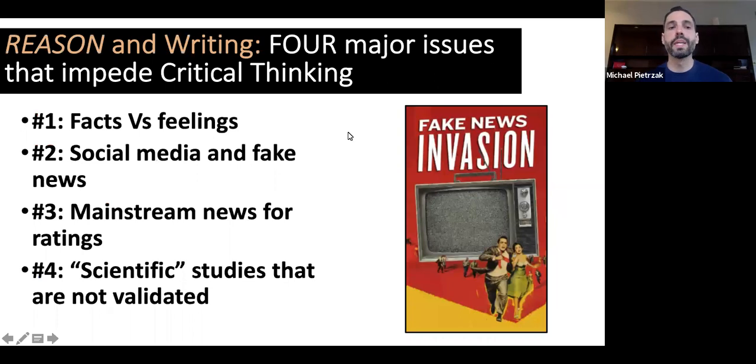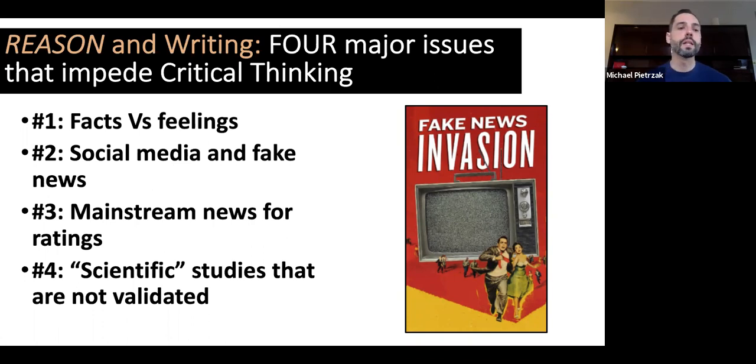Four major issues that impede critical thinking, all right? So again, part of your university or your college education is to learn the skills that will get you a great job, right? For sure. You're not doing this for nothing. You're not doing this just for the intrinsic value. But there is intrinsic value in your education, and part of that is critical thinking. This is hopefully what your college education is teaching you.